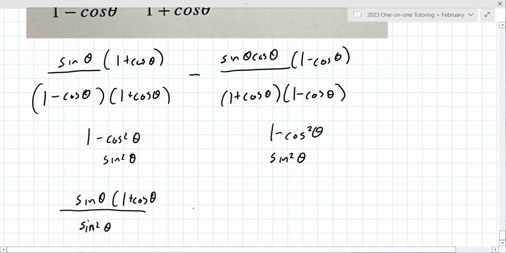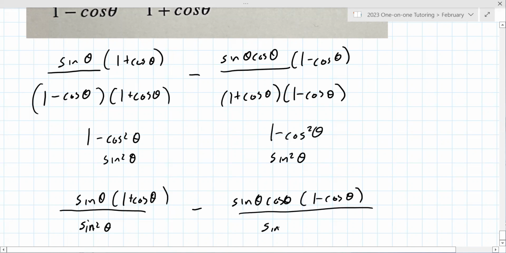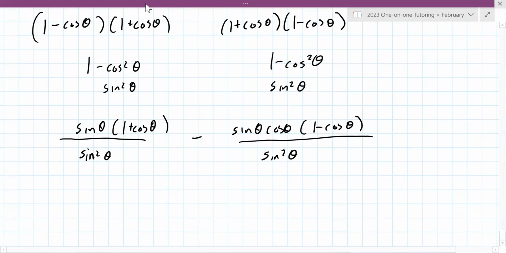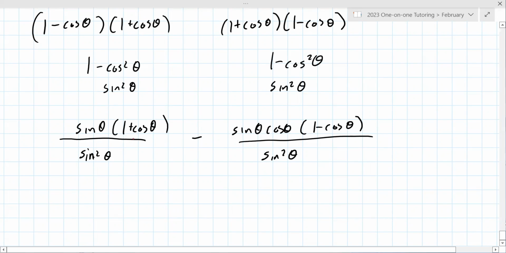And again, you might say, well, why aren't you multiplying in the numerators? It's a totally fair question to ask. It's because I'm looking ahead to see that I'm going to cancel some stuff before I do that. So on the left here, that sine cancels with that sine cancels with that sine.